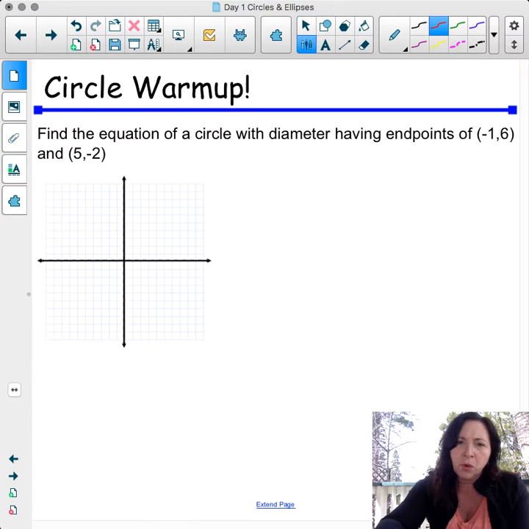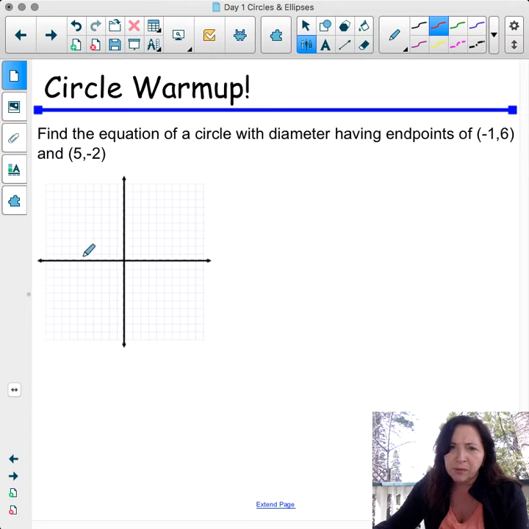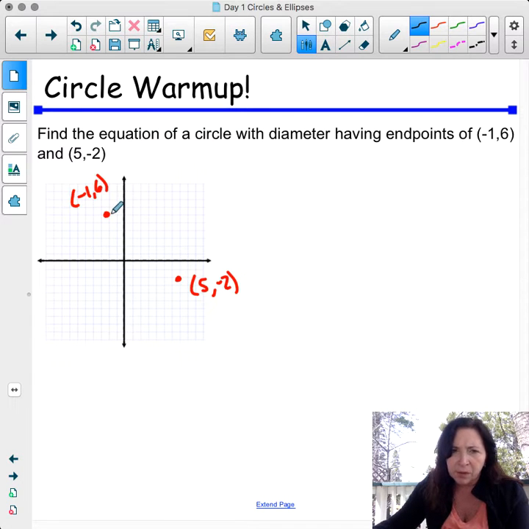Keeping up with our warm-up with circles, something you learned in geometry, find the equation of a circle with a diameter that has these endpoints. So the endpoints are -1, 6. So we'll put that point there as -1, 6, and 5, -2. So we have this point as 5, -2. And because this is my diameter, what I have is this length right like that right here. And so my circle, actually, that being my diameter, comes around and does this.